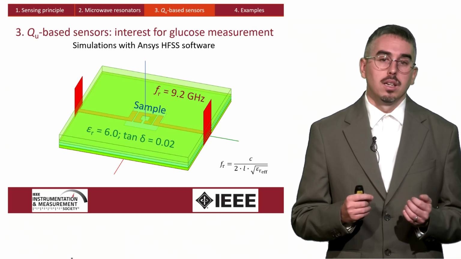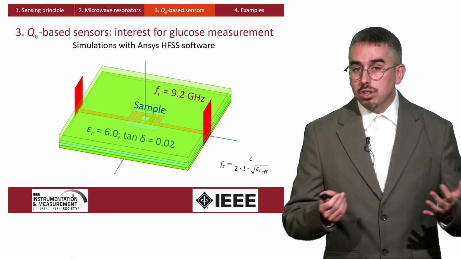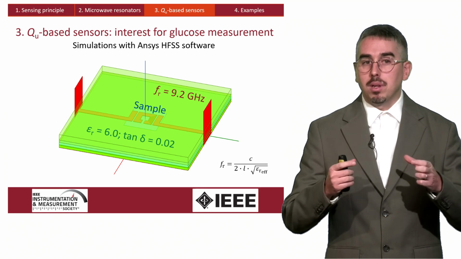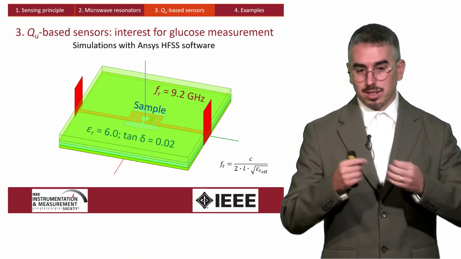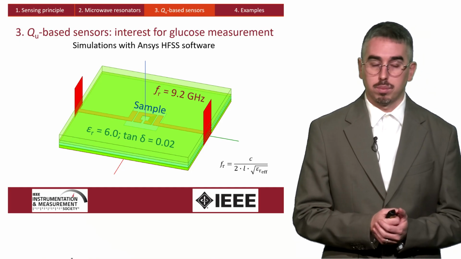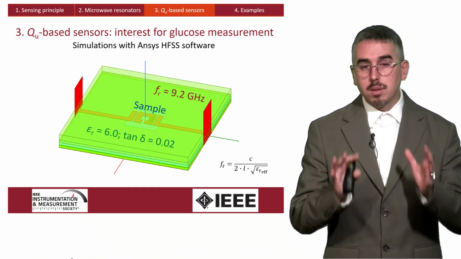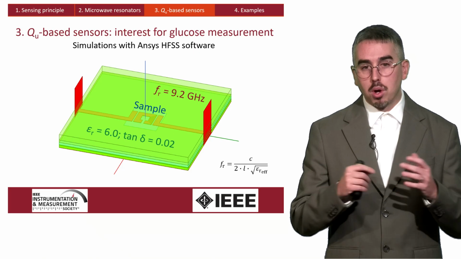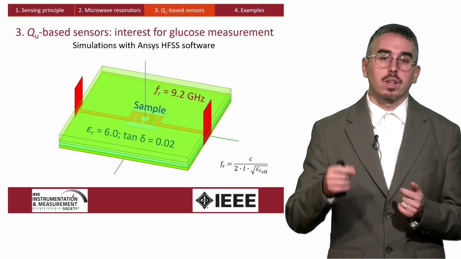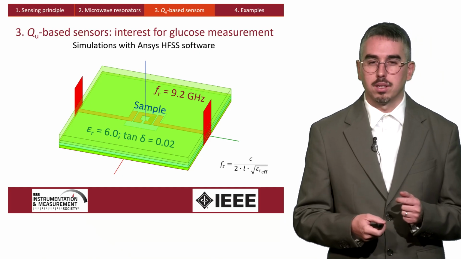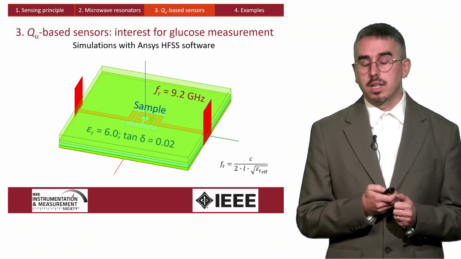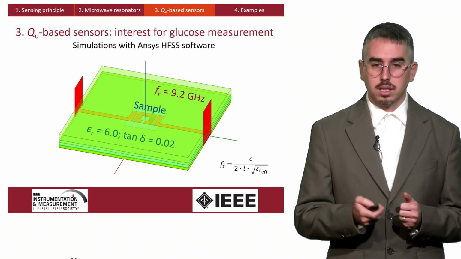And finally, we want to make some simulations of this system when we have a sample upon the resonator, and we can change the properties of the sample to see the associated changes in the response of the sensor. As a very simplified case, we can model the sample just as a box of material, and we can change the properties of this material. So once we are happy with the design, we are ready to make all the simulations.